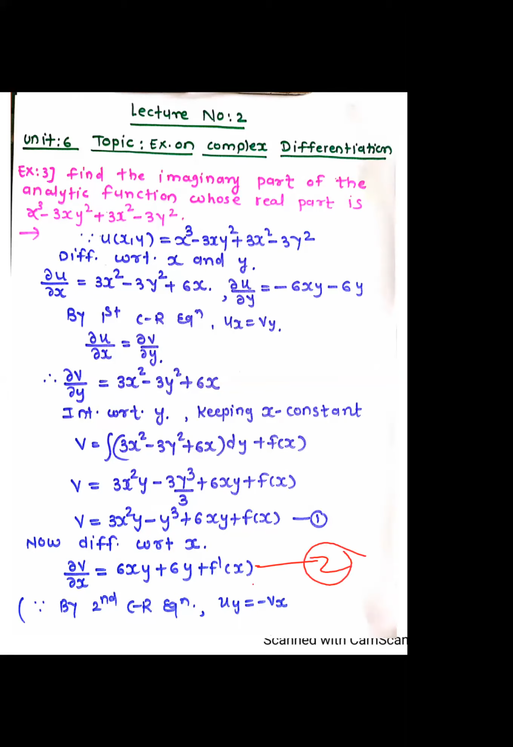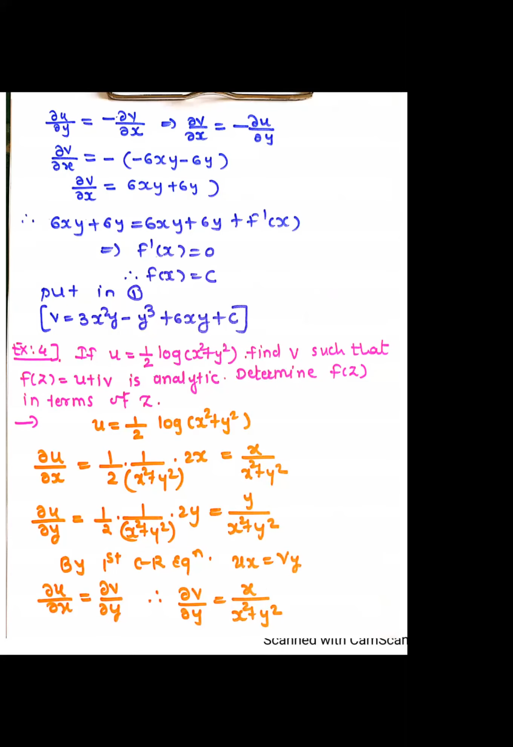You can call this 2. And now that value of dabba v by dabba x we are going to substitute in equation number 2. Put that value in equation number 2, you will get 6xy plus 6y. Okay, so it is the value of f, this term will get cancelled from both the sides, and hence we will get f dash of x equal to 0.